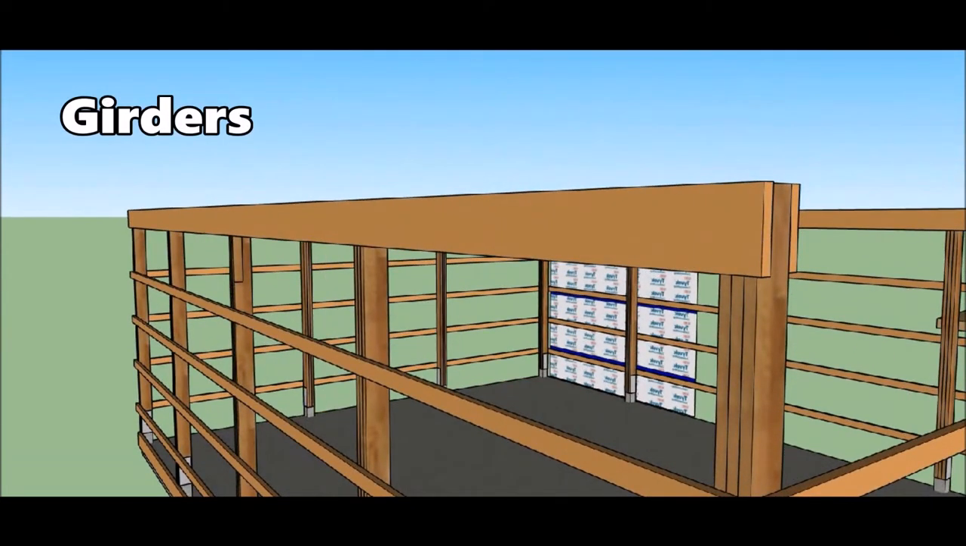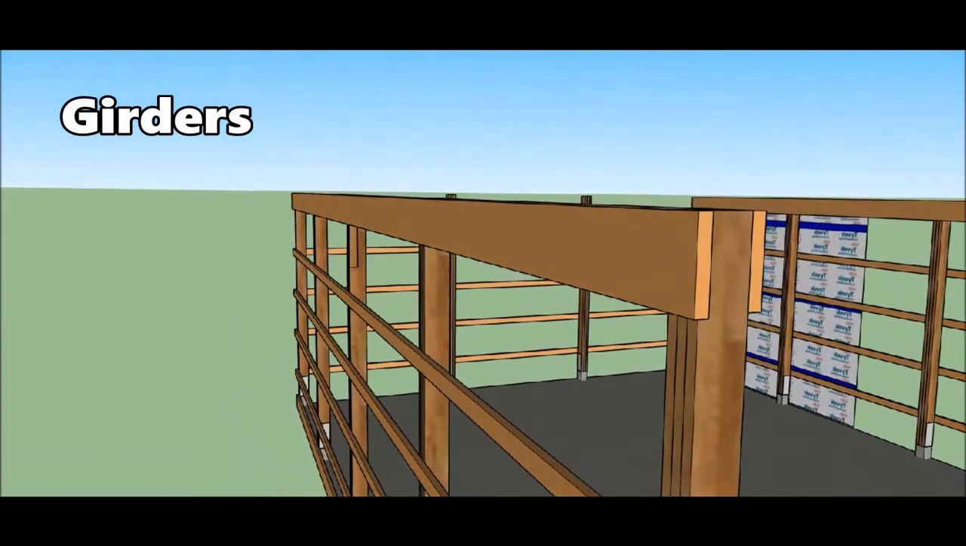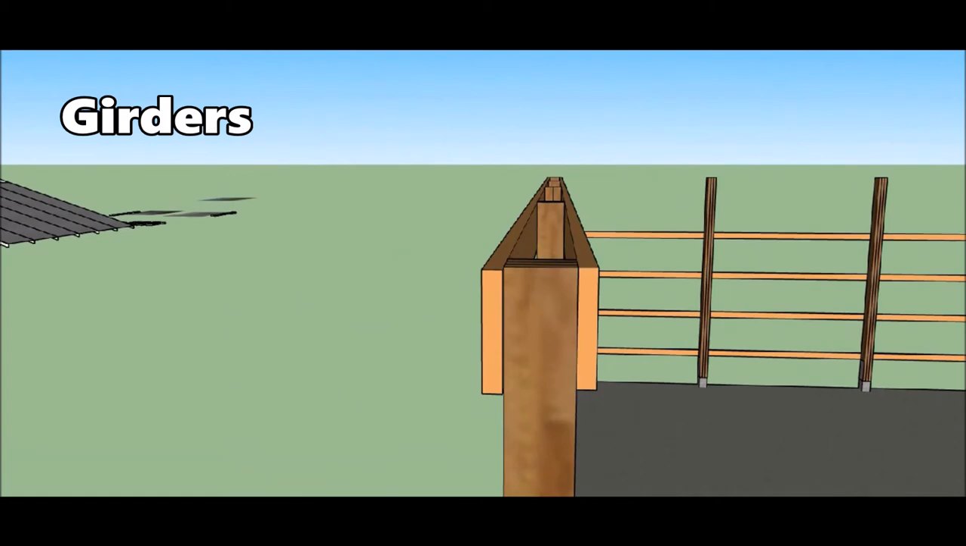Girders are the larger lumber placed at the top of the walls to form the structure and support roof trusses that fall between posts. Sometimes these are made with 2x10s, 2x12s, or LVL laminated beams, depending on weight load needed.